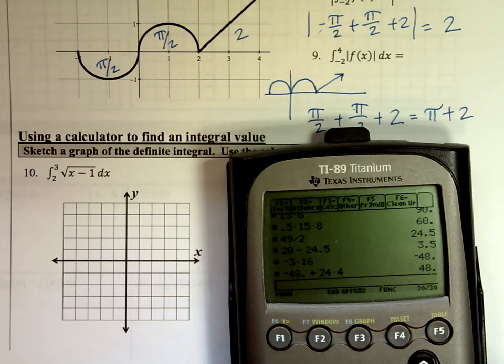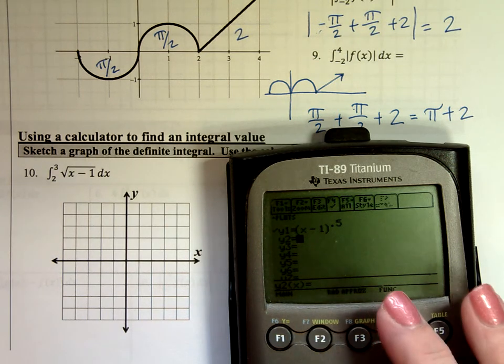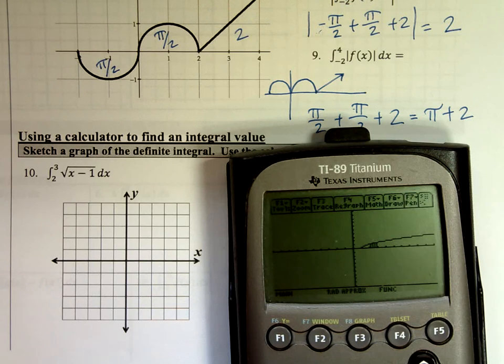So in your y equals, you're going to put in what the function is. Oh, I already have it in there. You can put it in as a square root, absolutely. I put it in as being raised to the 0.5, to the 1/2 power. Doesn't really matter. So in my y1, I put x minus 1 to the 0.5 power. That's how I put it in. And then what you're going to do is graph it. So graph it. And there it is. There's my graph.